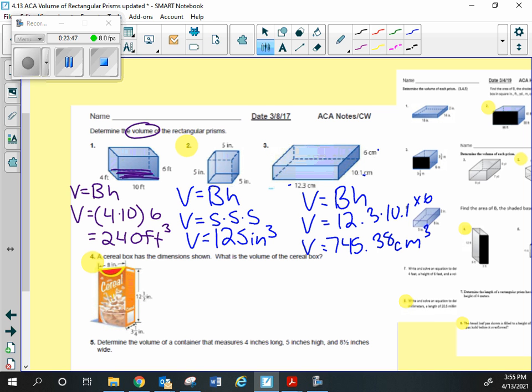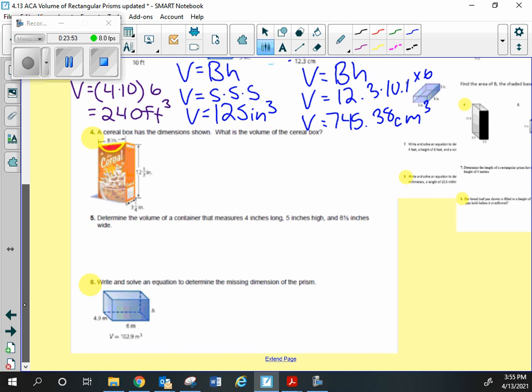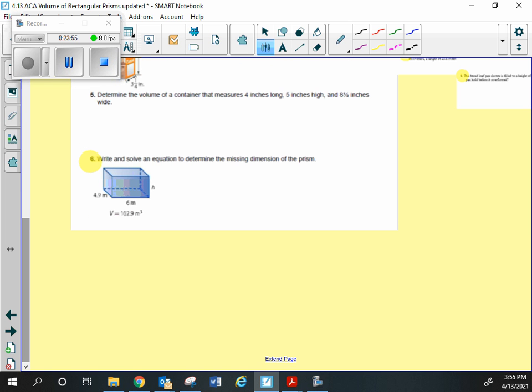Okay, I'm going to do number 6. Okay, so scrolling. Okay, look at number 6 real quick. And then talk about what's wrong with it, or what's different. It doesn't have the height. It doesn't have the height, but it gives you the volume.